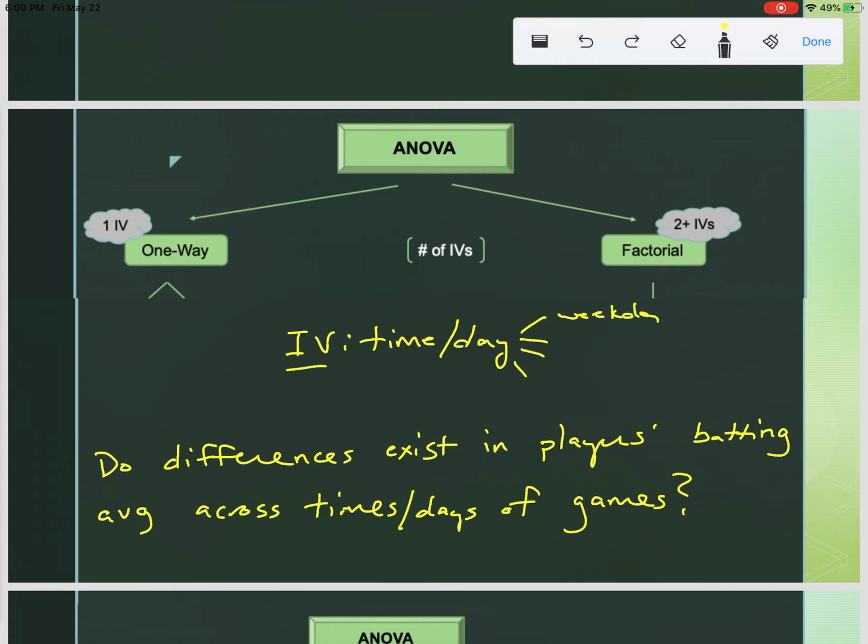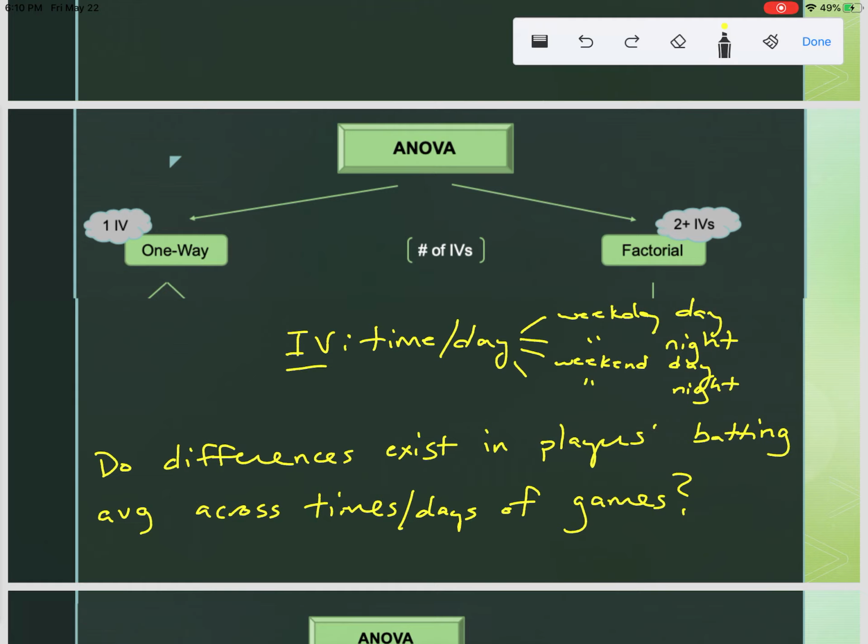weekday day game, weekday night game. Or I want to look at weekend day game, maybe I think that if there is more fans, and then weekend night. If there's more fans, maybe their batting average goes up, or maybe it goes down because they're more nervous. But either way, my independent variable, there's just 1, time and day of the game.